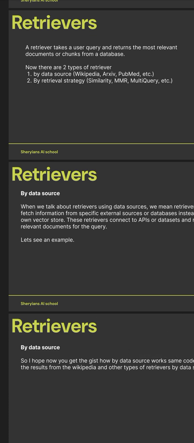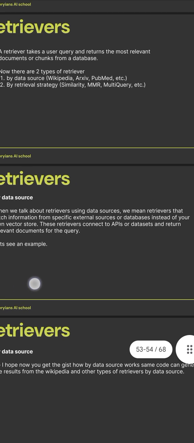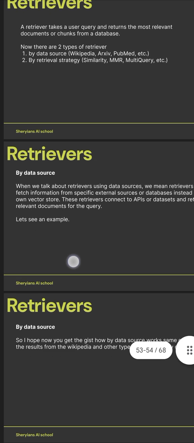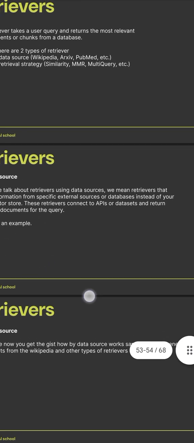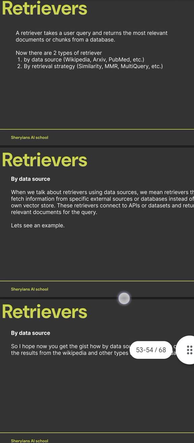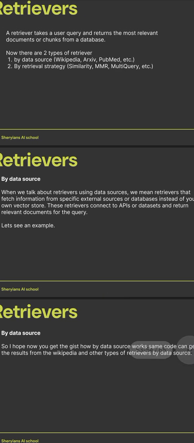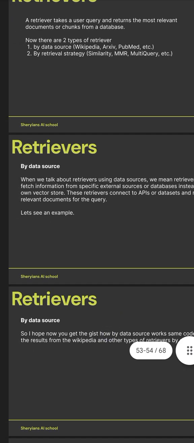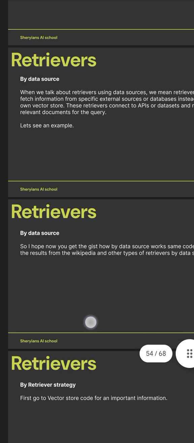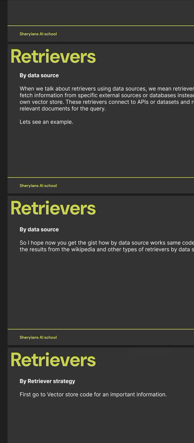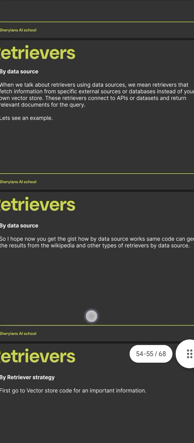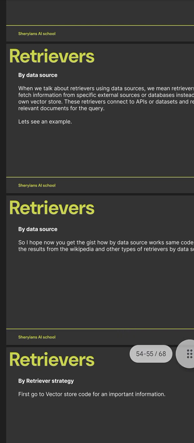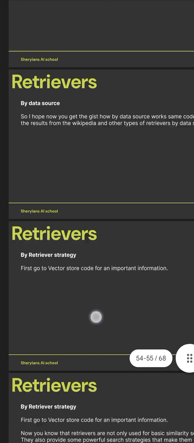When we talk about retrievers by data source, we mean retrievers that fetch information from a specific external source or database instead of your own vector store. These retrievers connect to APIs or datasets and return relevant documents for the query. Let's see an example by data source. So I hope now you get the gist of how by data source works. The same code can generate results from Wikipedia and other types of retrieval by data source.